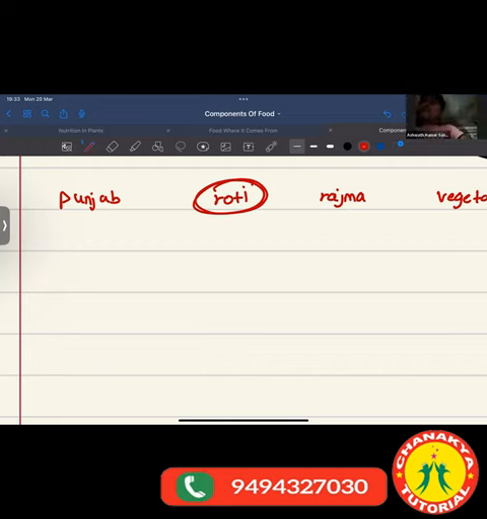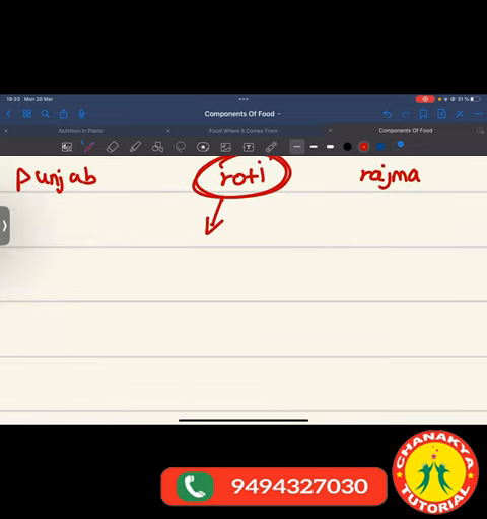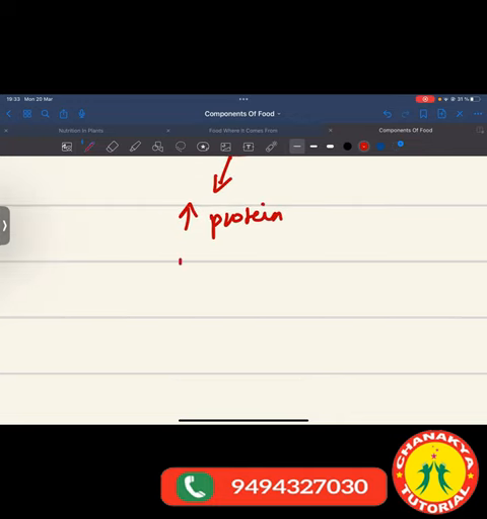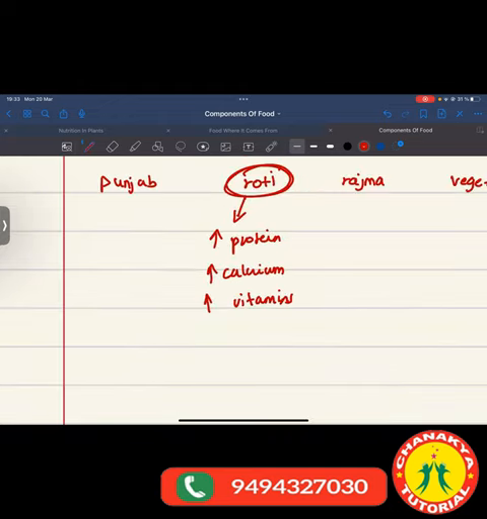Mom says that it is good for eyes. Why are they good for eyes? Mom says it has more protein than chicken. Very good. So the high thing that they have is protein. Even roti has protein. Roti has calcium also, and it is rich in vitamins. You will notice Punjab people are very strong. Why? It's because of the food that they eat.